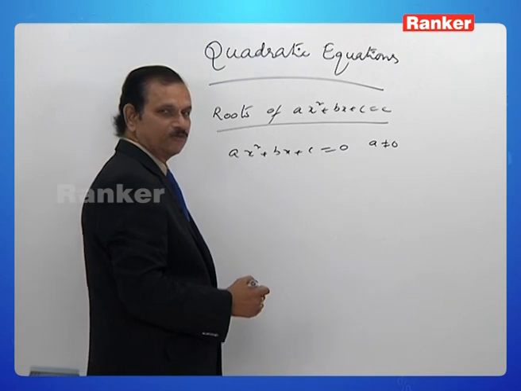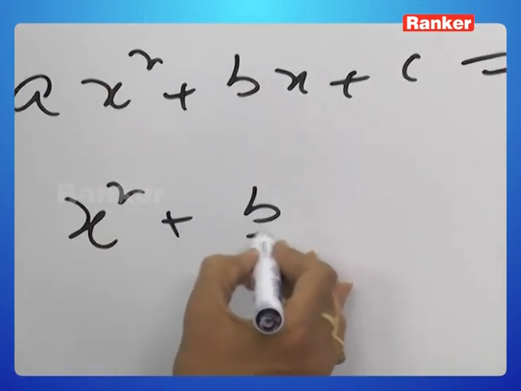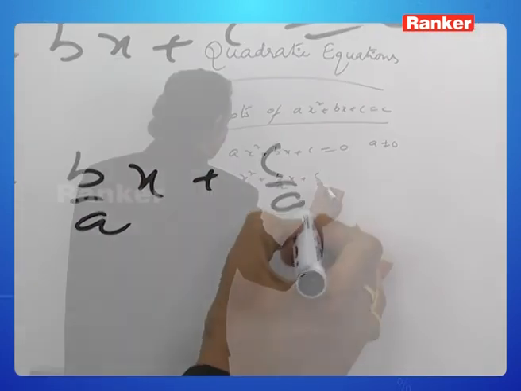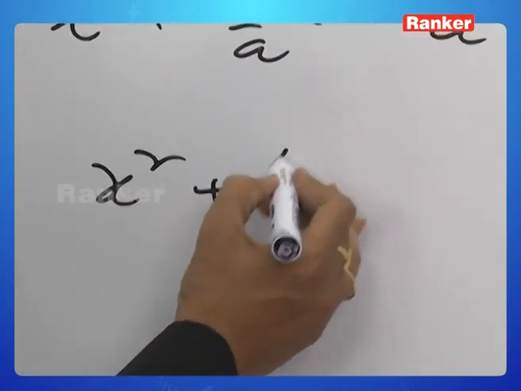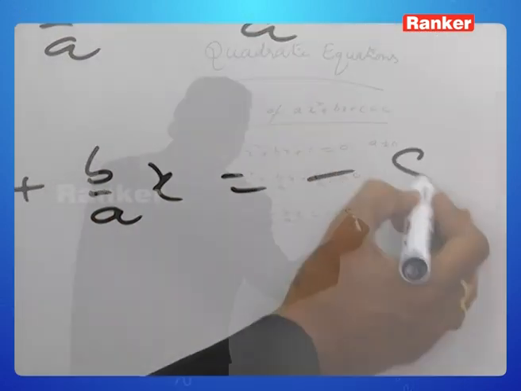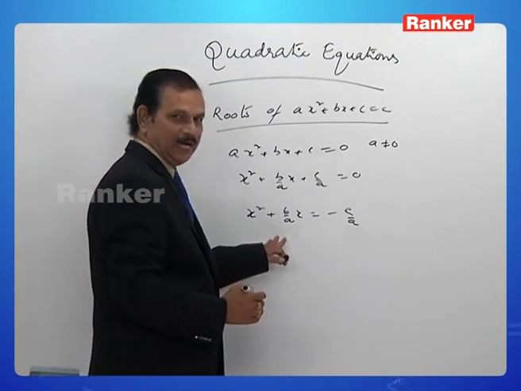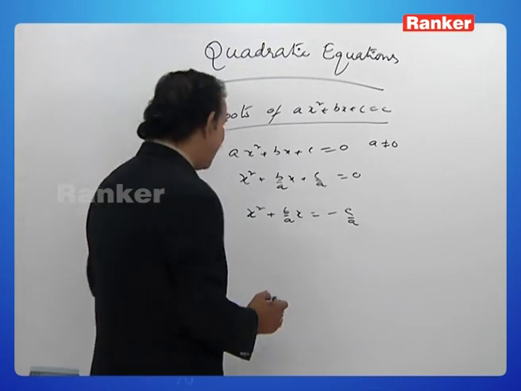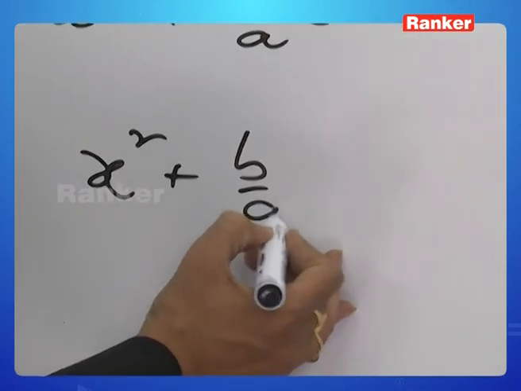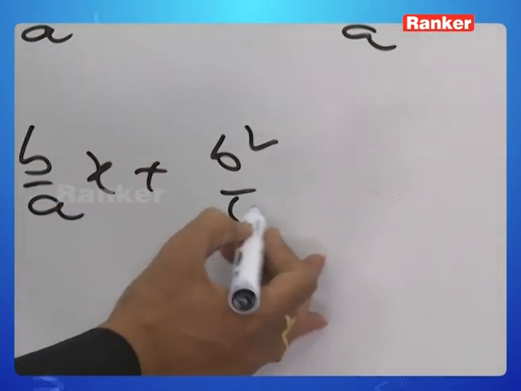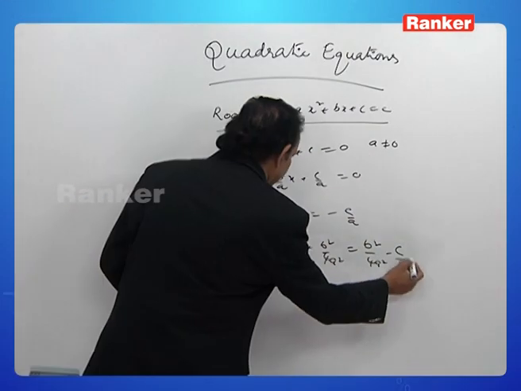As a is not equal to 0, let us divide this entirely with a. Then what happens? x square plus b by a into x plus c by a is equal to 0. Send this c by a to that side. x square plus b by a into x is equal to minus c by a. Let us now try to view this as a perfect square. To make it a perfect square, let me add b by 2a whole square on both the sides. x square plus b by a into x plus b square by 4a square is equal to b square by 4a square minus c by a.